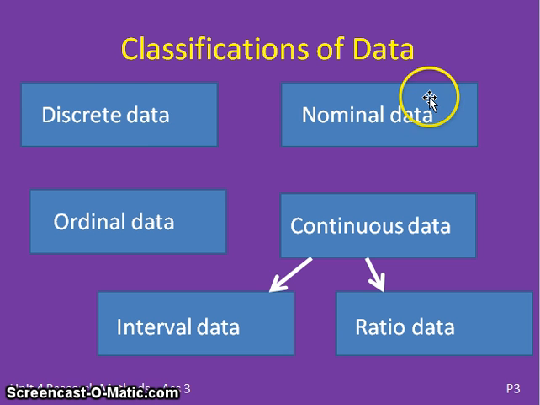Classifications of data. First one is discrete data. This is very simplistic data and is non-numerical. They can be like yes and no answers. So an example of a question asked to gain data would be, are you 20 years of age? Yes or no. So you're either 20 or you're not.